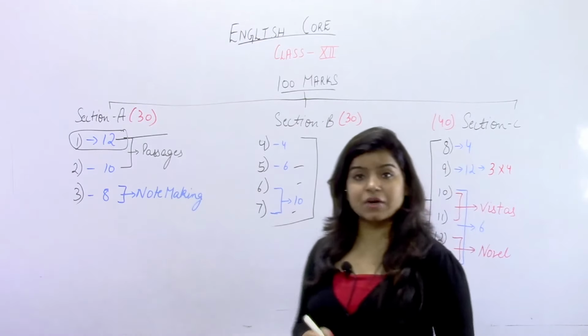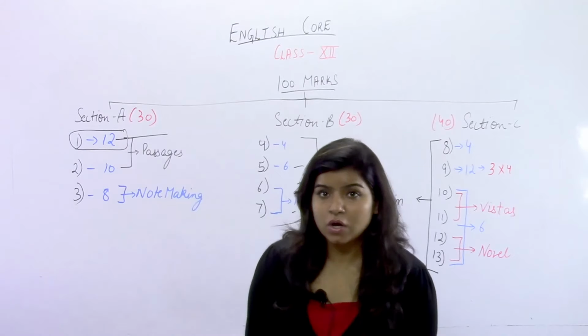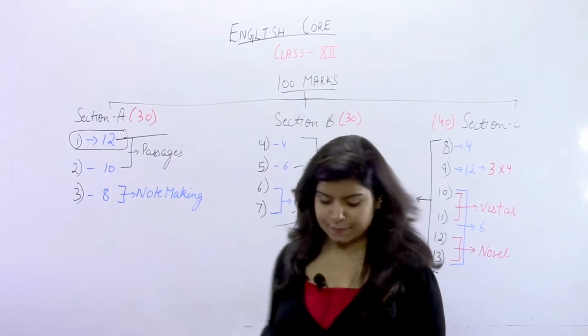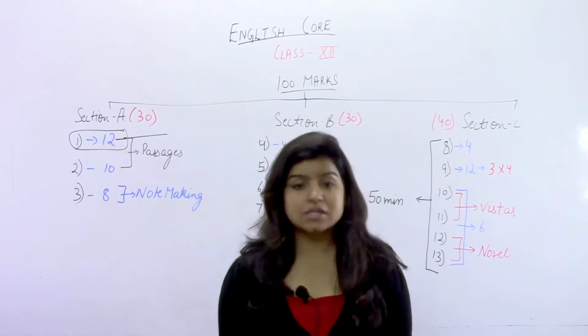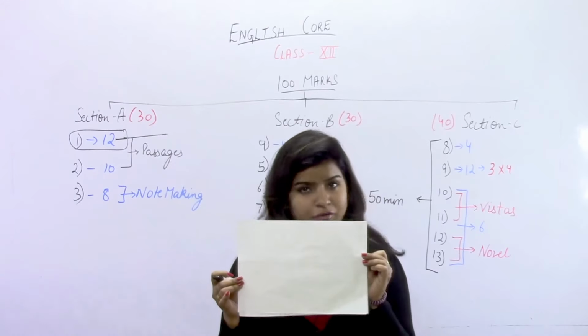Moreover, here is a key crux which you must follow while attempting section B. That is, friends, suppose this is the width of your answer sheet you get.